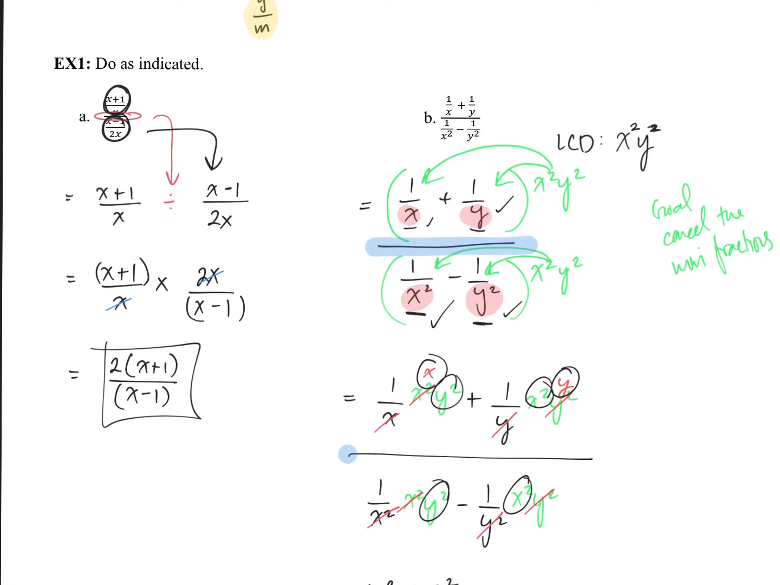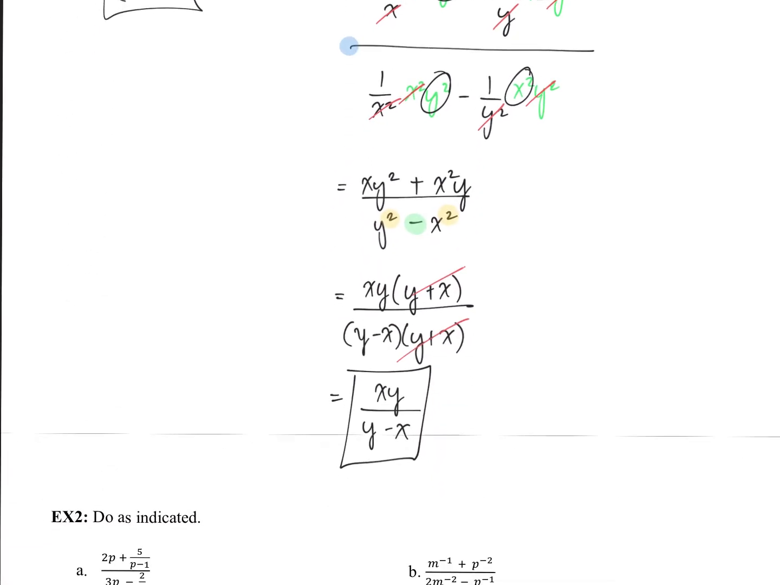So once again, the methods were different for each of these, and the method that I chose depended on the fraction. So the first one, once again, we only had one fraction over the other. The second one had two fractions in the top and two in the bottom, which is why I chose the common denominator method. Alright, let's take a look at the next example.